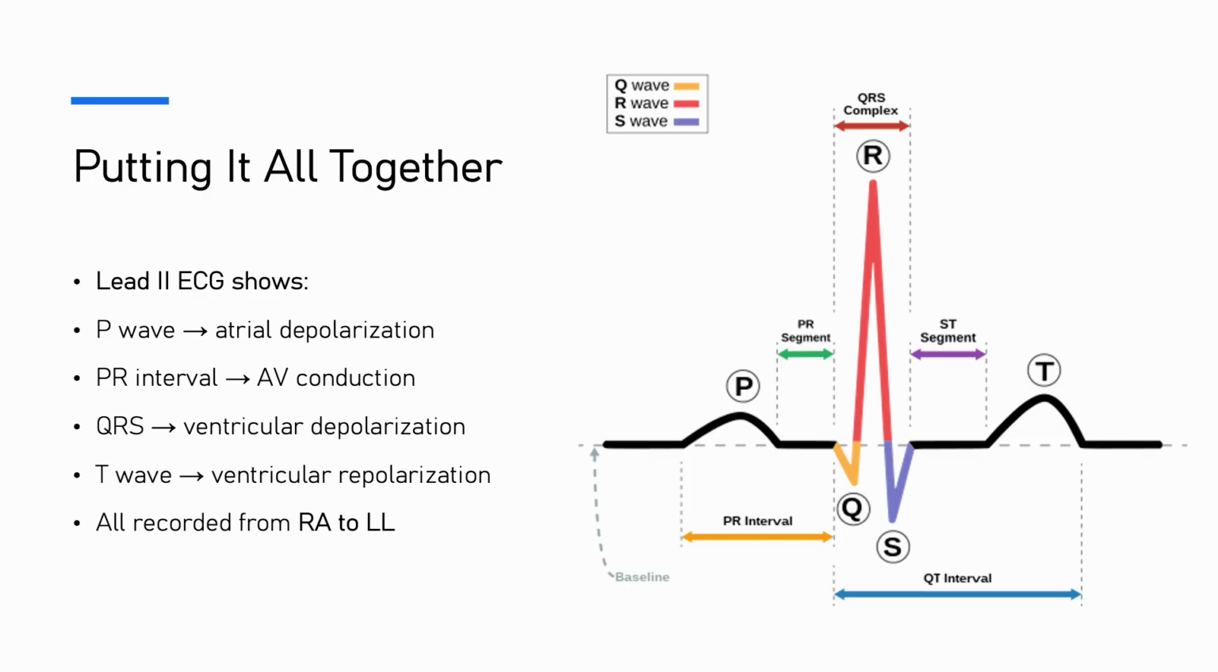So to put it all together, our lead 2 is depicted by a P wave with atrial depolarization, a PR interval, which is AV conduction, QRS complex, ventricular depolarization, and a T wave, ventricular repolarization, all from the right arm to the left leg.